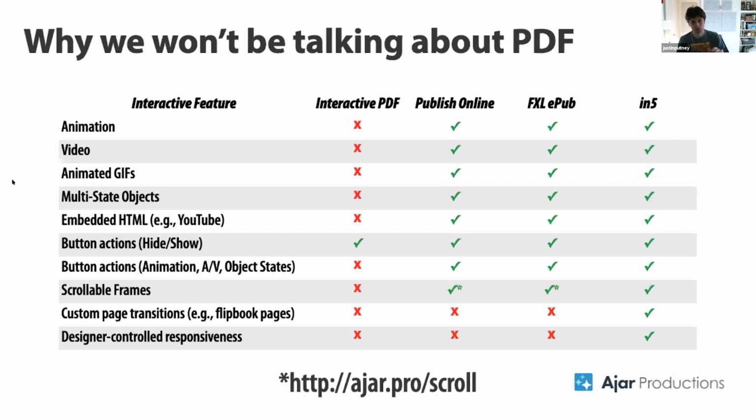There is one note on here. We're going to look at scrollable frames, and that's supported with a free add-on that I make. You can find it at ajar.pro/scroll, and that will let you make scrolling frames in publish online, fixed layout ePub, and In5. But you need that add-on to be able to do that in these formats.